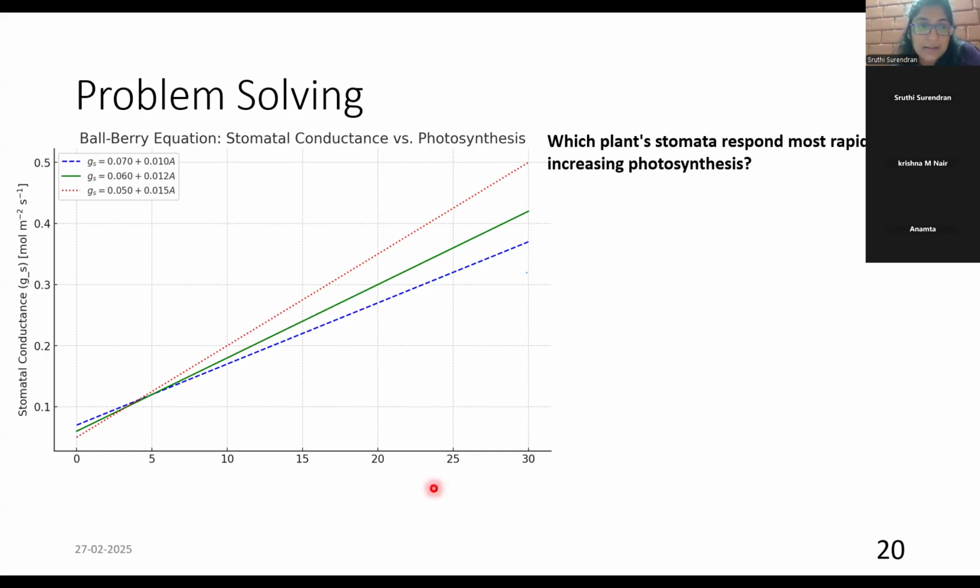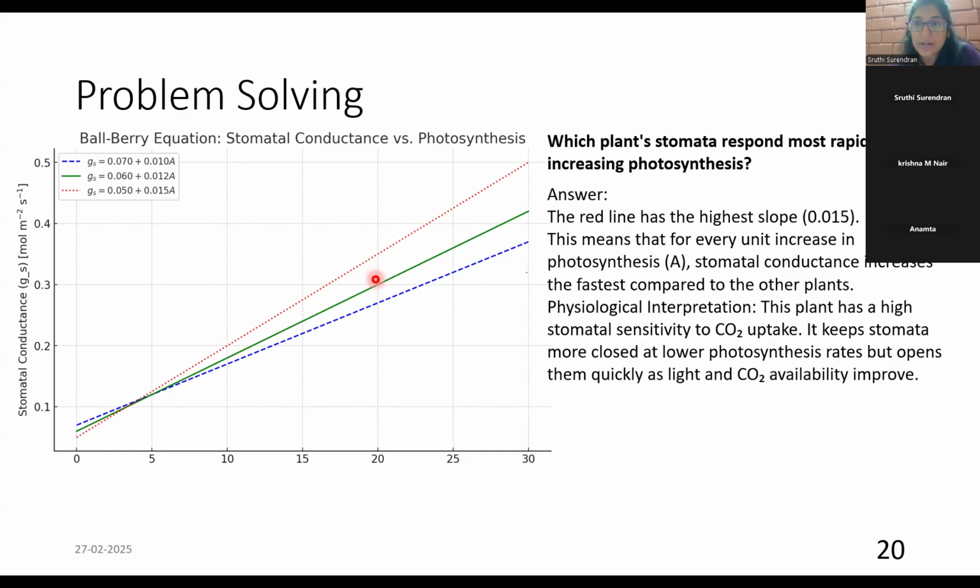So why is the correct answer the red line? Why do you think it is the red line? You don't have to look at the graphs or anything. You just have to look at the line equation over here. The slope value is highest for this red line, which is 0.015. So slope gives the sensitivity of stomatal conductance to photosynthesis. As photosynthesis increases, the tendency of stomatal conductance to also increase is more for the red line as compared to the other two lines, because that can be obtained from the slope value.